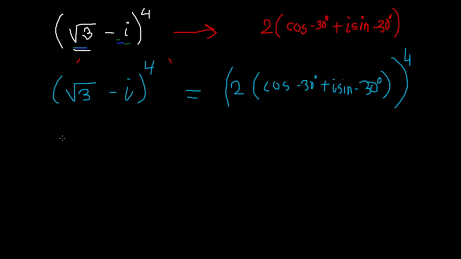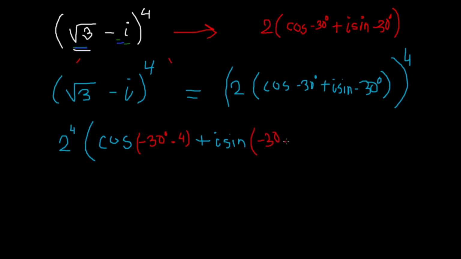And de Moivre's theorem says this also equals 2 to the power 4, because the radius is raised to the power 4, times cosine of negative 30 times 4, plus I sine of negative 30 times 4. Degrees, don't forget that, it's in degrees.